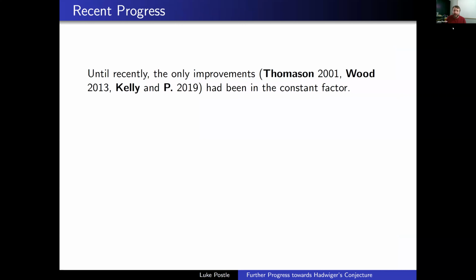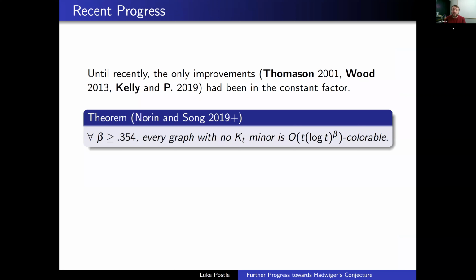And with my student Tom Kelly, just last year, we made a multiplicative improvement to whatever that number was, 0.998, and that was hard, coming from other things. But really, there had been no movement at all in this T root log T bound until, amazingly, last year there was a very nice result of Norin and Song showing that for every beta at least 0.354, every graph with no K_T minor is O(T (log T)^beta) colorable. So they really broke this degeneracy barrier.